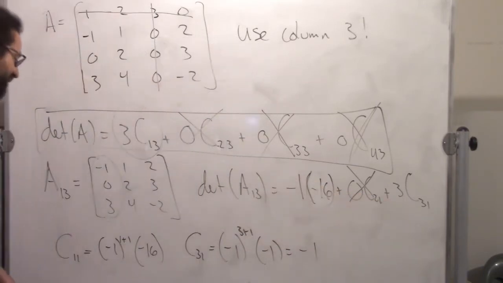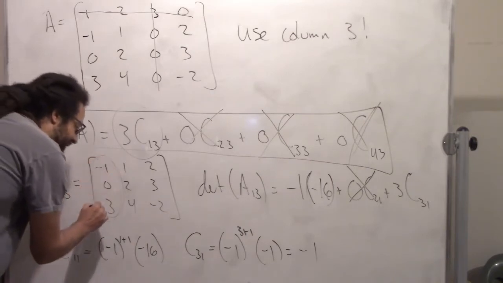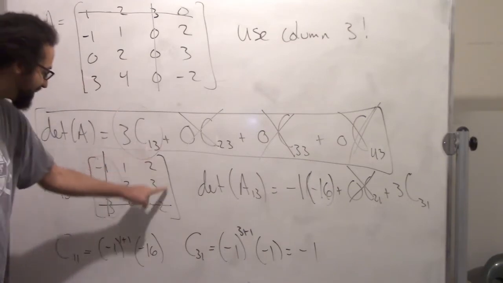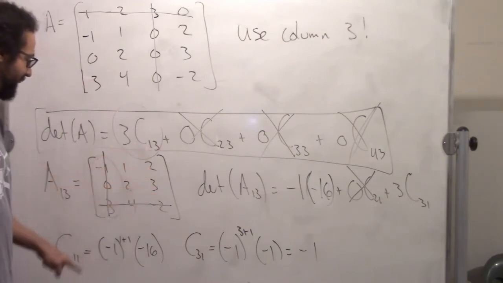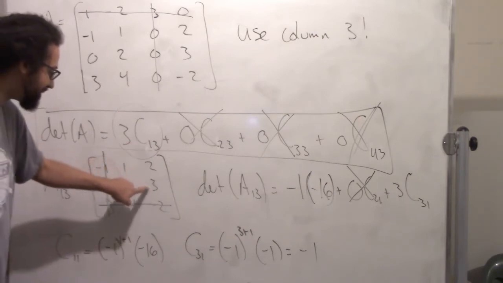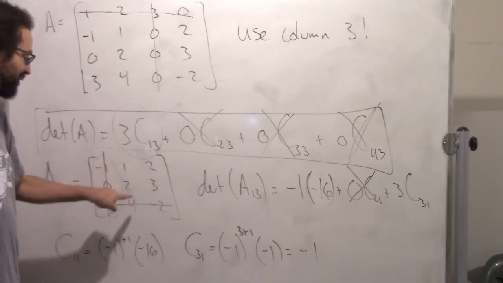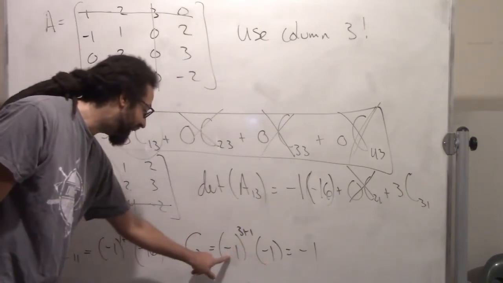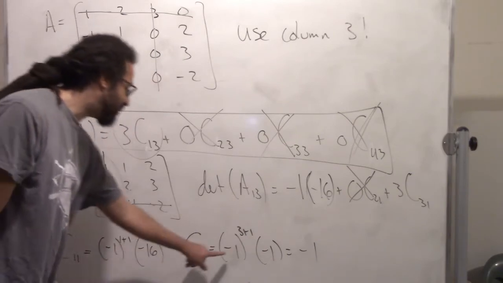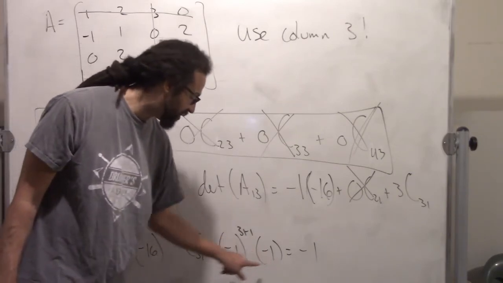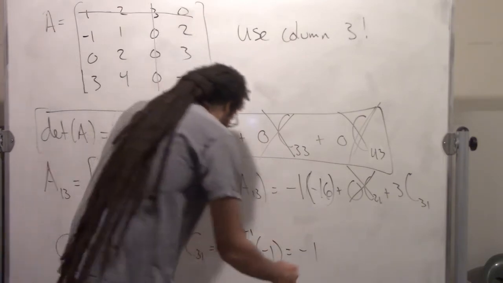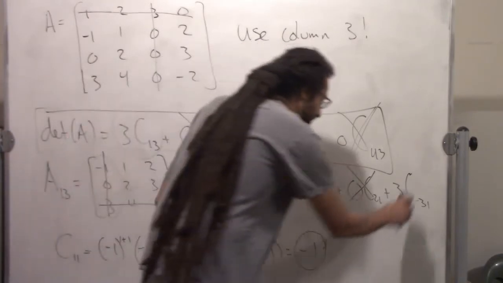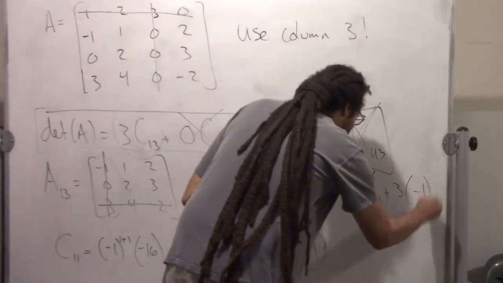And then next, 3 times the 3, 1 cofactor. So what's the 3, 1 cofactor? We're going to X out the third row and the first column, and we're left with this smaller matrix 1, 2, 2, 3. So the determinant of this thing is 1 times 3 minus 2 times 2, so 3 minus 4, that's negative 1. And then make sure we tack on negative 1 to the 3 plus 1 power. So negative 1 to the 4th is positive 1, so 1 times negative 1 is negative 1. So there is the 3, 1 cofactor. So here you get times negative 1.